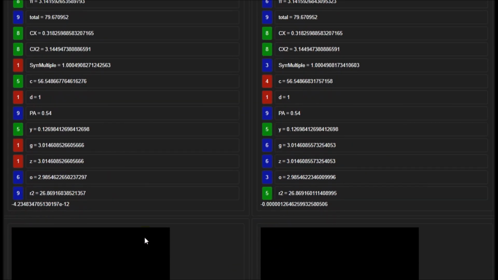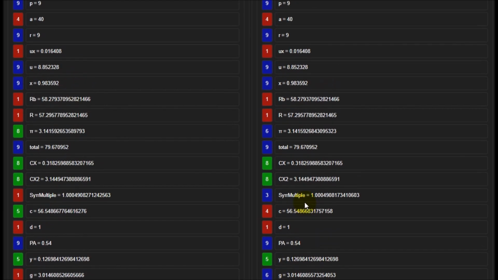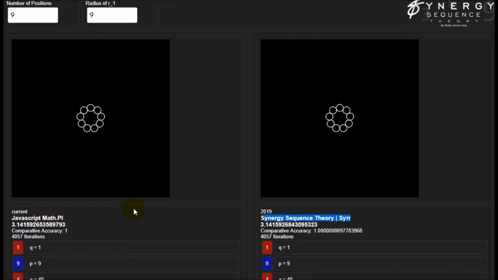So we can see here, this is at the bottom, this is the deviation in position as it makes its orbits and places circles or positions. And then I'm going to start describing some of these values. Okay, so we got the number of positions and the radius. The radius of each circle in formation. So I can increase the radius or I can increase the number of positions.